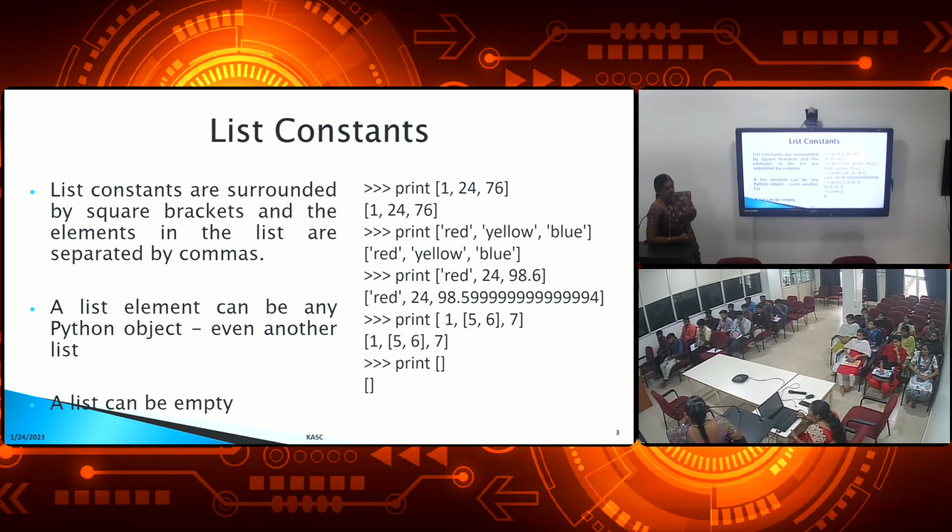Okay ma'am, I can understand the definition level, but in Python how can I mention that? That is our biggest question, isn't it? Right? So here the list constants are surrounded by square brackets, isn't it? The elements in the list are separated by commas. Of course, we should separate everything with the help of a comma, right?